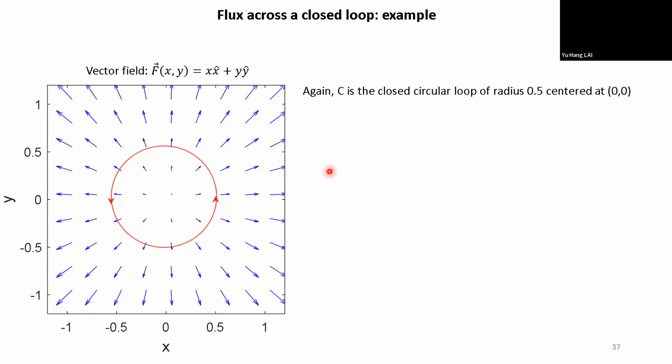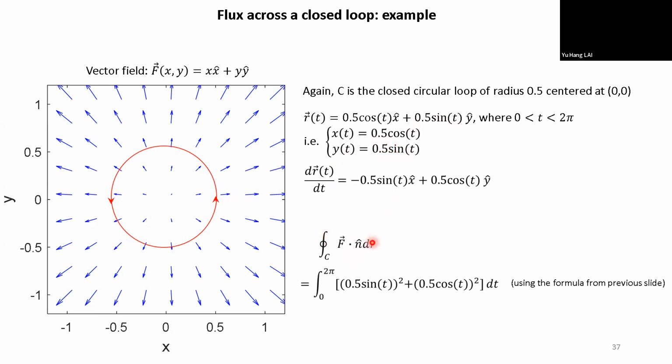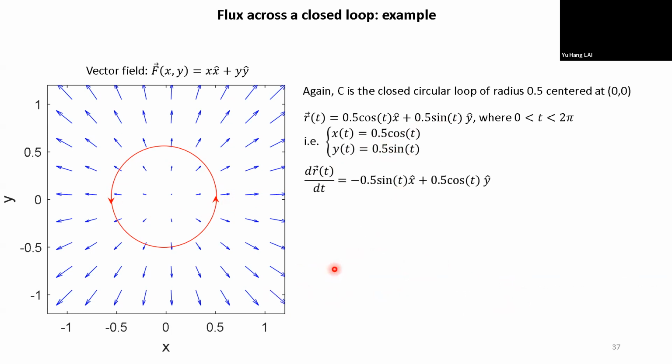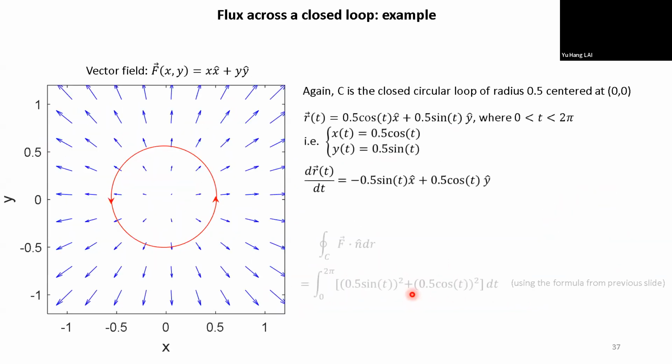So to do that, again, parameterization, I don't need to repeat it, the same parameterization that you have done last time. And this flux can be written as this integral in terms of t, just using this formula here. And then at the end, you find some positive number as you expected.